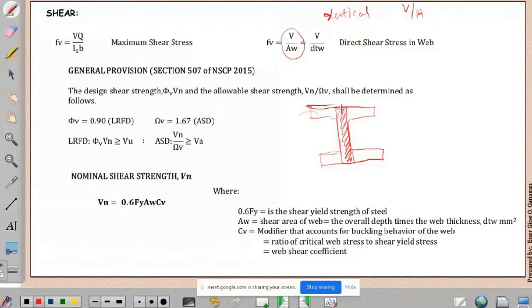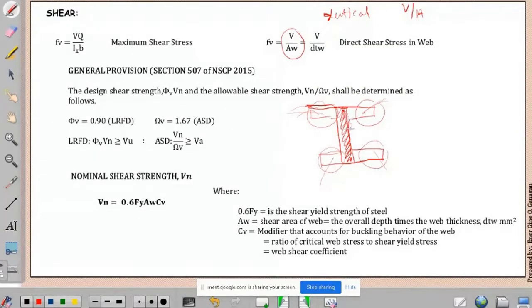Yung portion dito ng flange, pati dito sa baba, in reality, meron naman siyang resistance. Kaya lang, very minimal yung resistance niya against shear. That's why, nine-neglect natin in the analysis for shear, yung effect nitong wide flange, yung flange natin dito sa area na ito. Okay? So, bali nagko-concentrate na lang tayo sa area mismo, sa pinakapuno ng ating section.